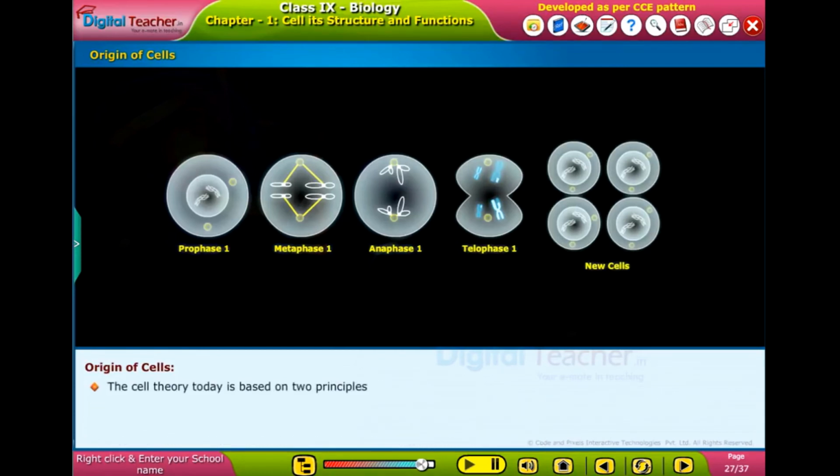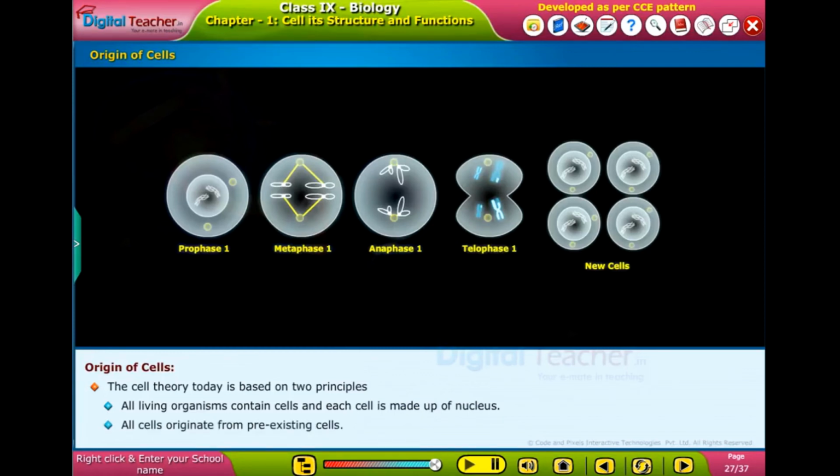The cell theory today is based on two principles. All living organisms contain cells, and each cell is made up of nucleus. All cells originate from pre-existing cells.